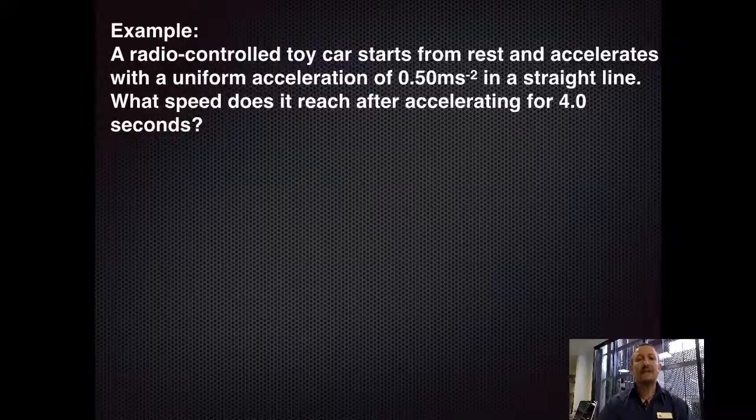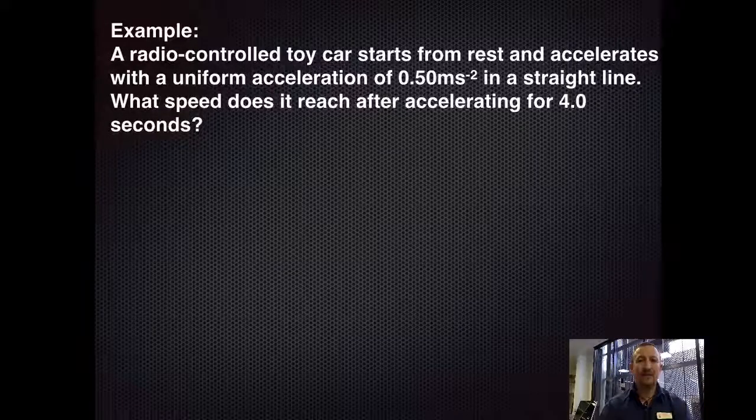So let's take another example. In this example, we've got a radio-controlled toy car which starts from rest and accelerates with a uniform acceleration of 0.5 meters per second squared in a straight line. And we want to work out what speed does it reach after accelerating for 4 seconds. So pause the video now and see if you can calculate it using the process that we showed on the previous slide. Then come back and we'll run through the answers. So pause now. Okay, welcome back.